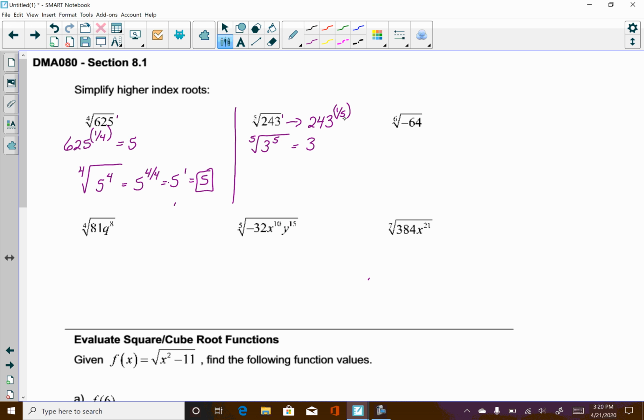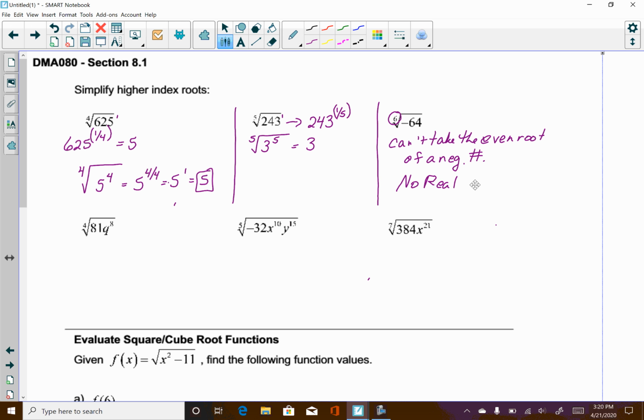You got to put 1/5 in parentheses. Okay, that's important. On the next one, the 6th root of a negative number. This is an even number, so you can't take the even root of a negative number. So therefore here you have no real solution. You'll have imaginary solutions that you'll talk about when you get to pre-calculus, but right at the moment we don't have any real solutions.